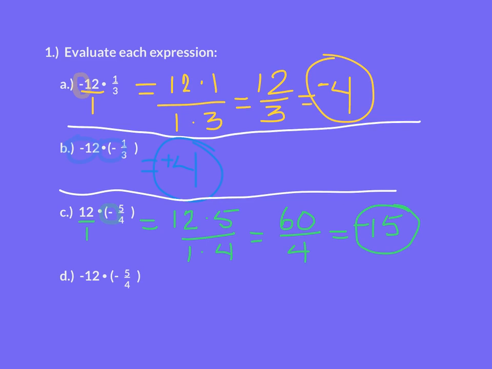And hopefully you should see what's coming next here, because again we have the same exact numerical digits, it's just that their signs are different. So we know that this is going to equal 15, and I can see that there's 1, 2 negatives, so therefore my answer is positive.